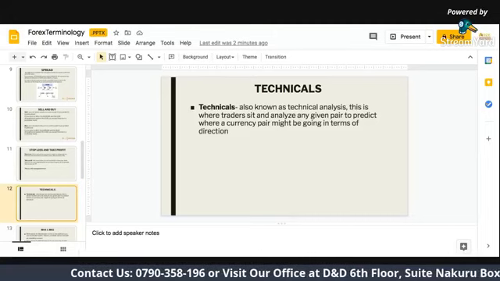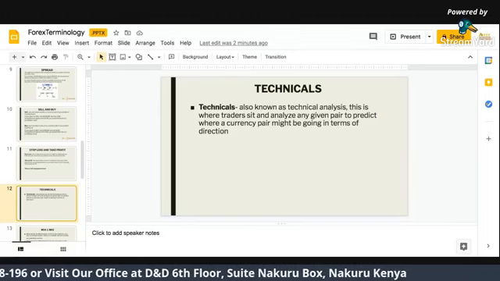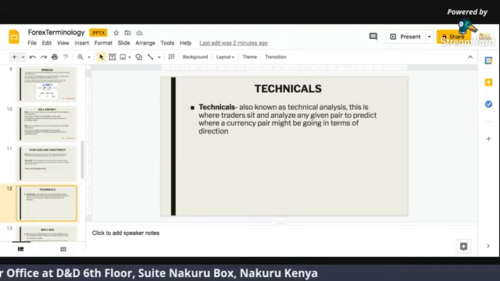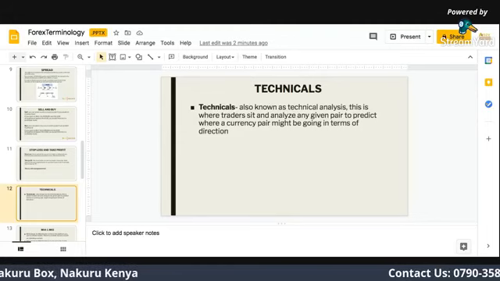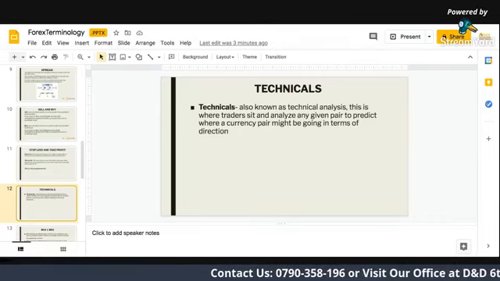The analyses are technical and fundamental. Fundamental is when you are analyzing the news. Technicals is when you're analyzing the price. How is the price behaving in this particular region? How is the price behaving at a particular zone?